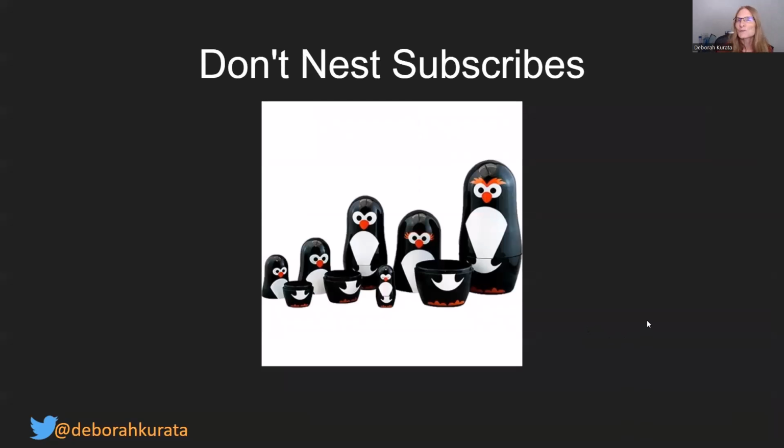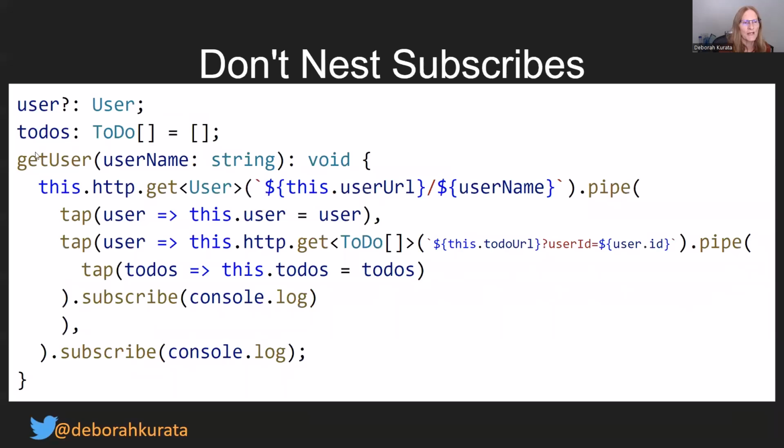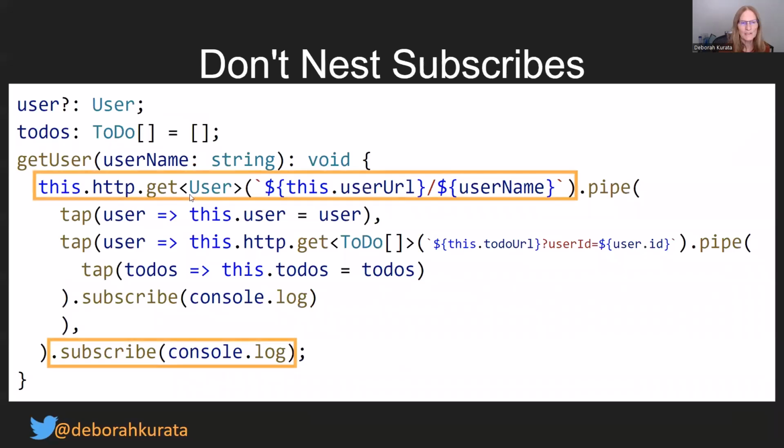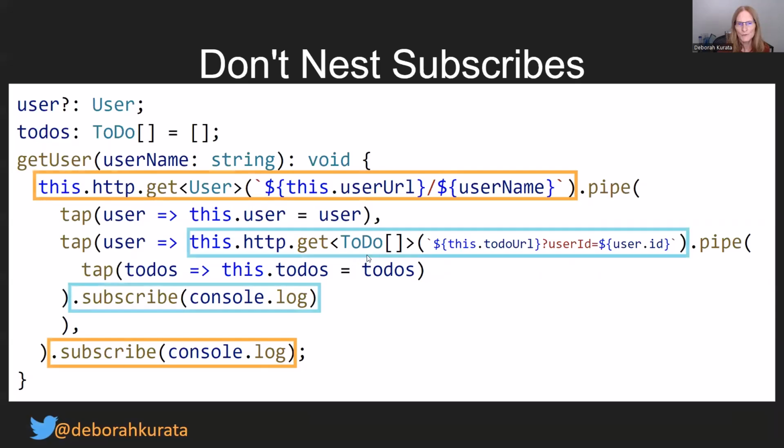And then, of course, we'd want to ensure we don't nest subscribes. What do I mean by that? Here's an example. So again, we're looking at a procedural approach. We're doing an HTTP GET to get the user. We're subscribing to that. But we also want to get the to-dos for that user. So we're subscribing to that as well. So we've nested another subscribe within this subscription. So how do we do this code without doing this? Well, the best answer is to go reactive and to use the approach that we just talked about.